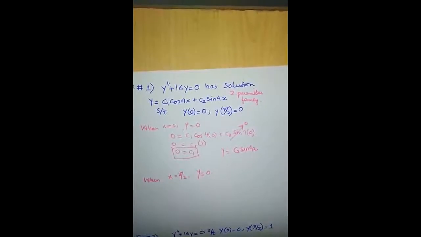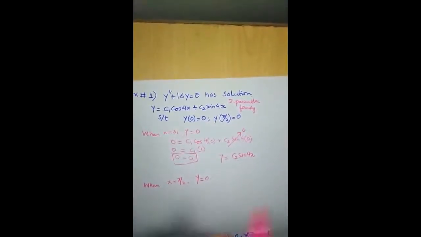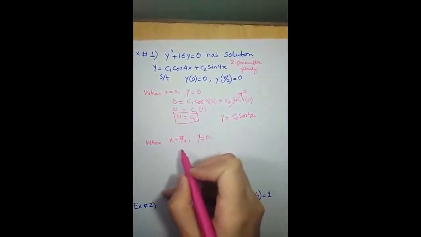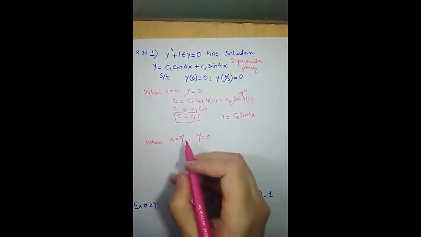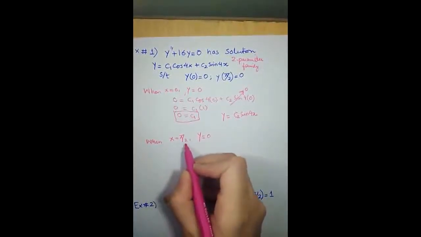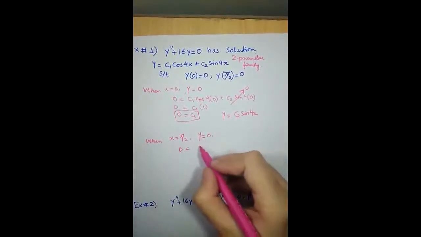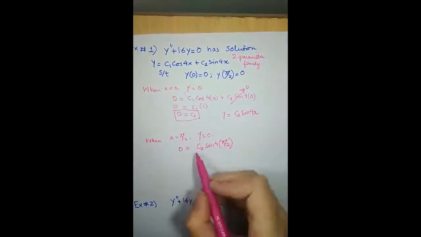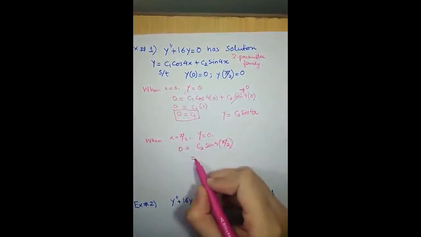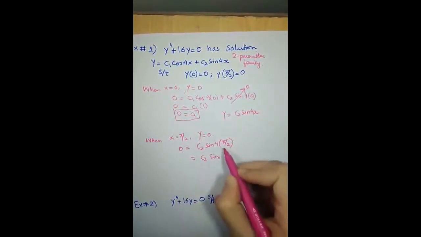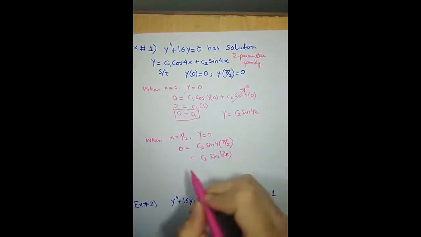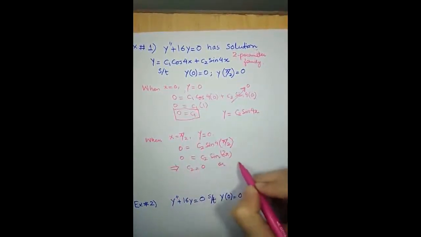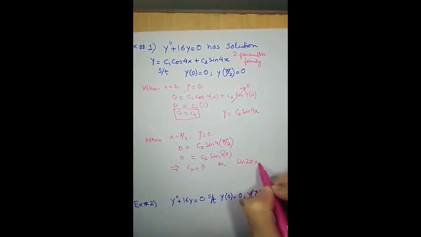So now we apply the second condition. Second condition is when x is pi by 2, y is 0. So we apply here in this. X is pi by 2, y is 0. So 0 equals C2 sine 4 into pi by 2, and it becomes C2 sine of 2 pi. So that means either C2 is 0 or sine 2 pi is 0.